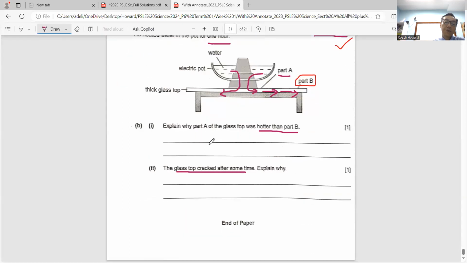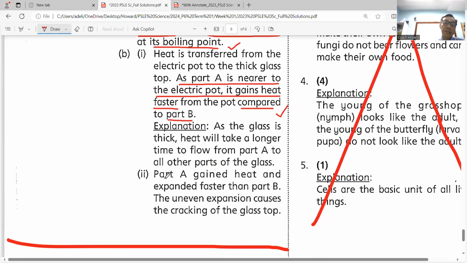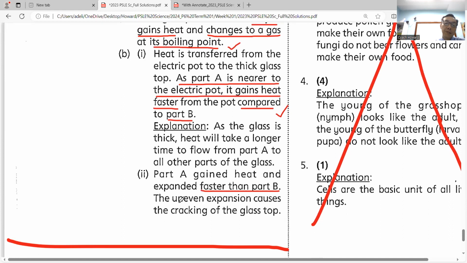Okay. So part B, actually part 2, is related to part 1. Because it gained heat slower than part A. So part A actually expanded faster than part B, therefore causing the glass top to crack. So in the second part answer, you say that part A gained heat and expanded faster than part B. And you must mention the uneven expansion. Okay, this is a keyword. Uneven expansion causes the cracking of the glass top.